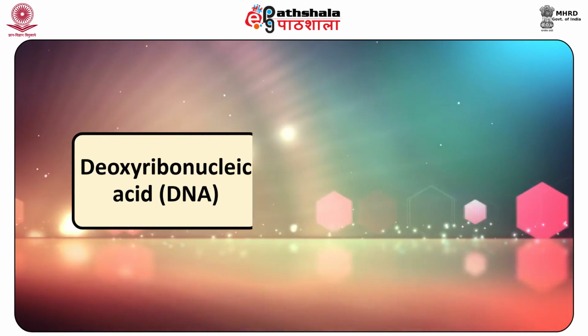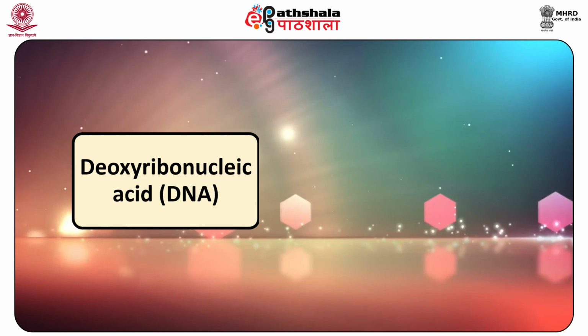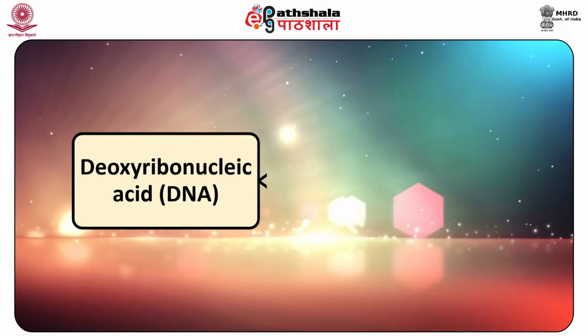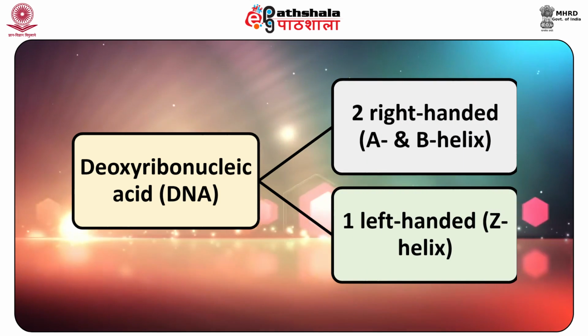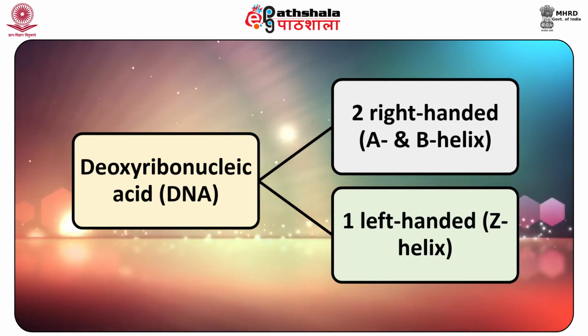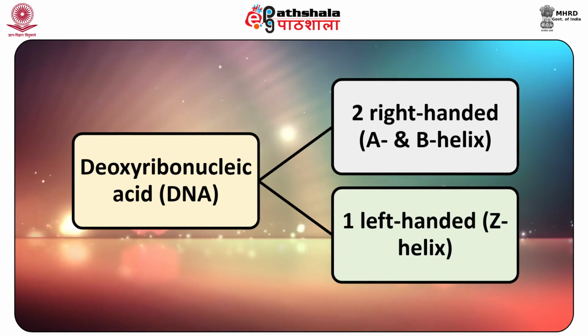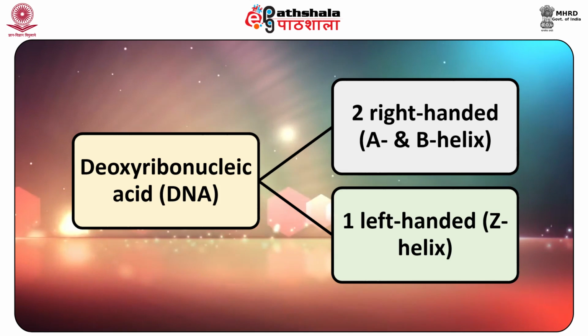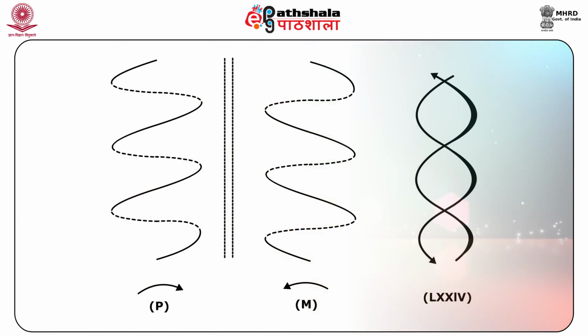A helically shaped molecule that is of great interest for chemists and biologists is deoxyribonucleic acid, commonly called DNA, which appears in two right-handed, A and B, and one left-handed, Z, types of helices. The DNA backbone is wound around the chirality axis.